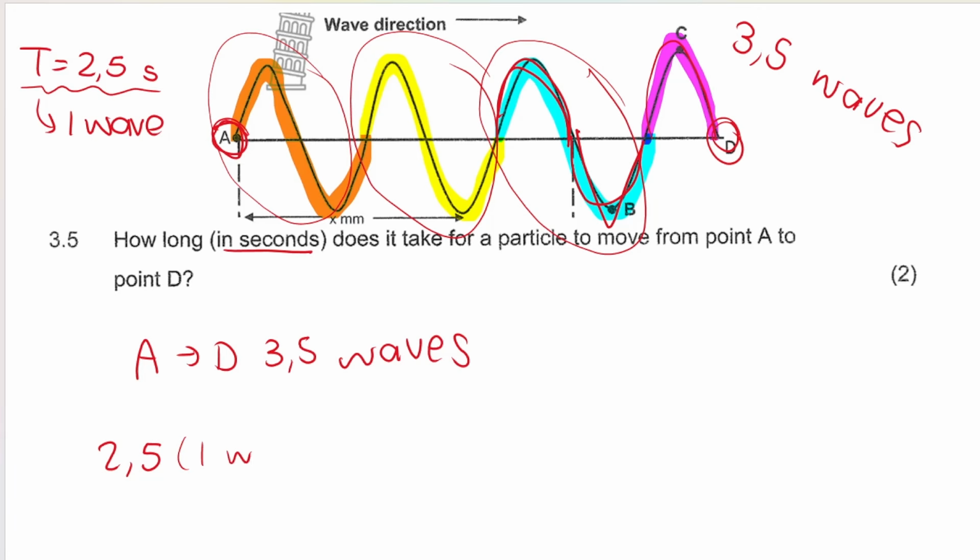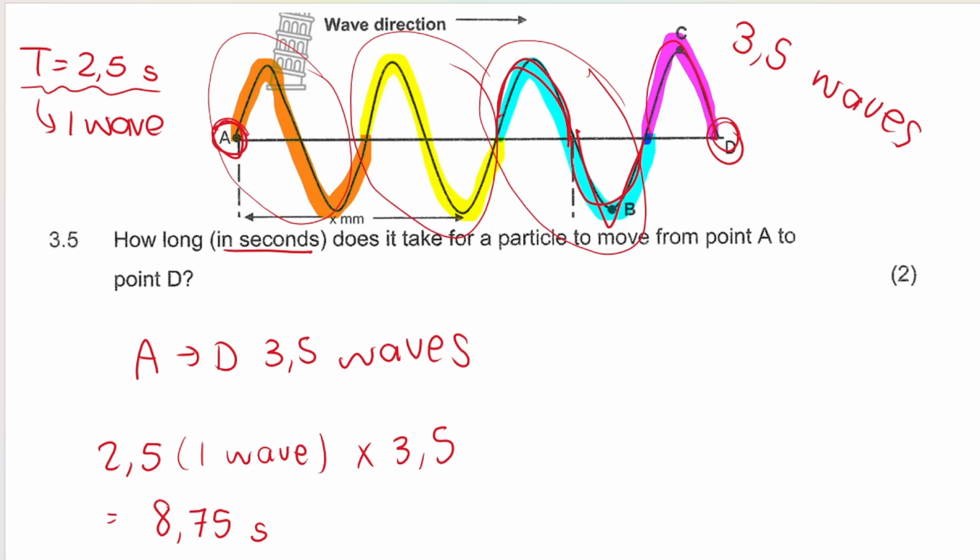That's for 1 wave. And we times it by 3.5 because there's 3.5 waves. And what we get is our answer, which is 8.75 seconds.